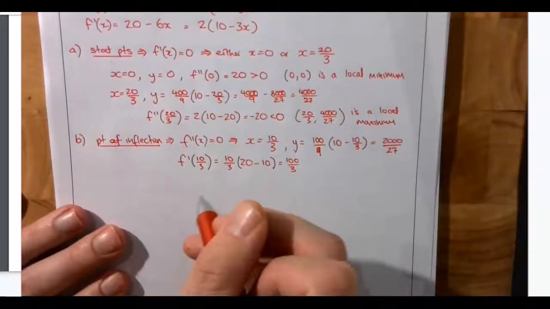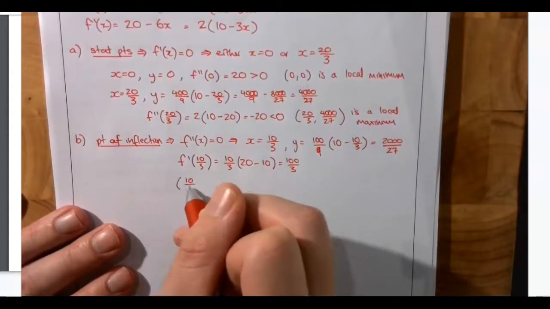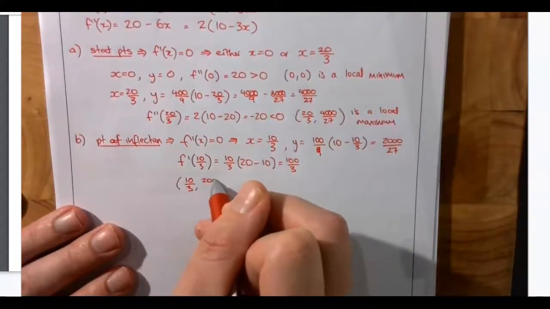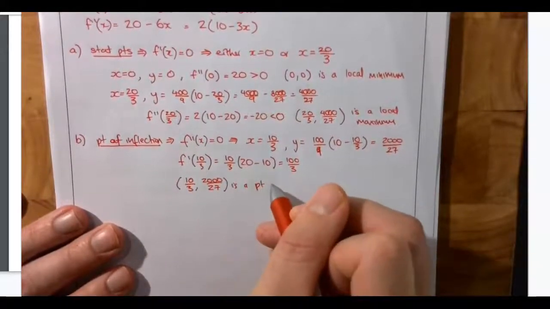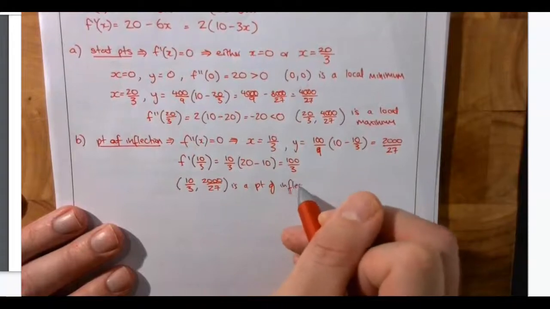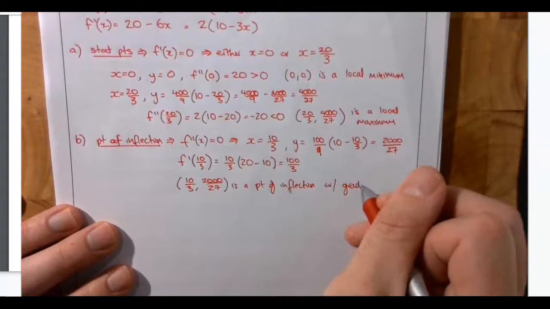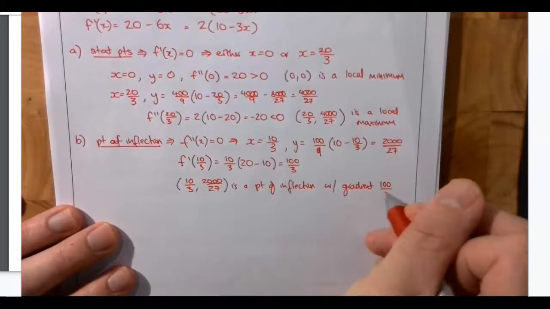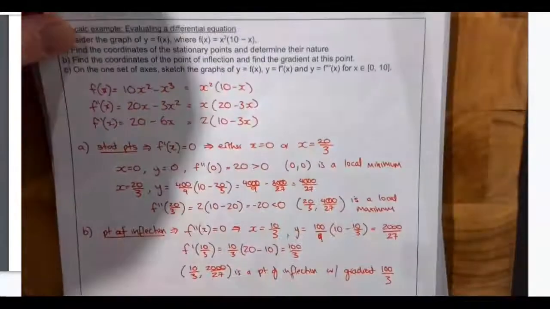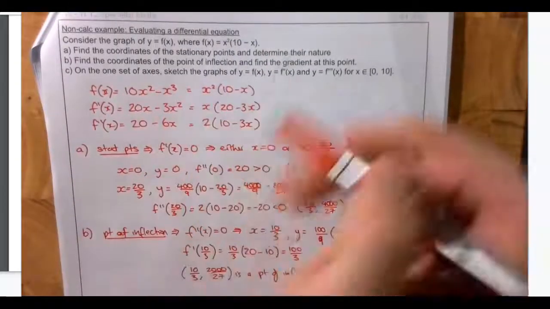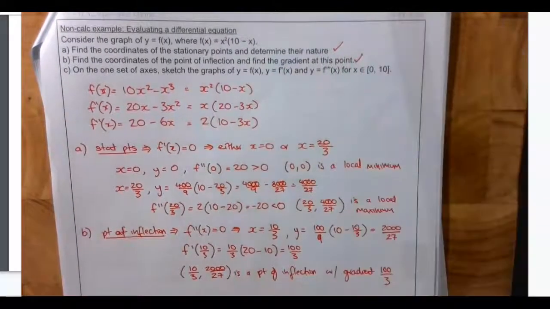So we can say here that the coordinates 10 over 3, 2000 over 27 is a point of inflection with gradient 100 over 3. So checking back to the question to see if we've answered it. Found the stationary points and determined their nature, yes. Find the coordinates of the point of inflection. Find the gradient at this point, yes.